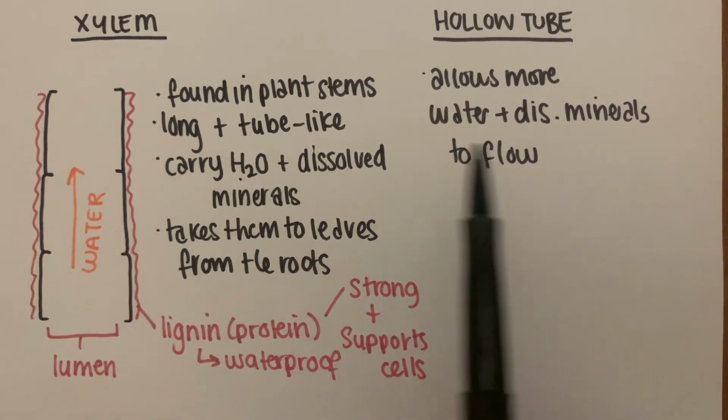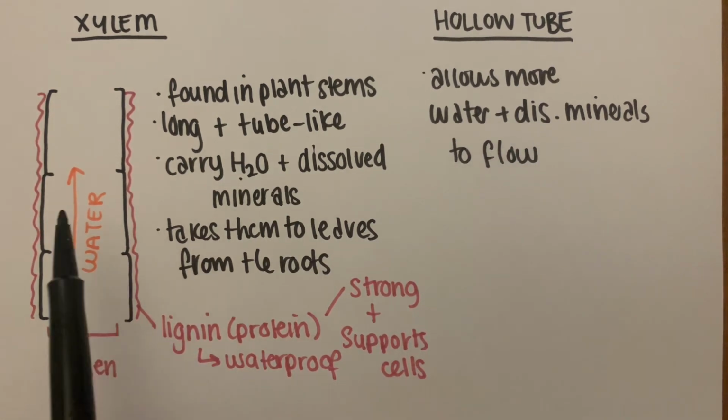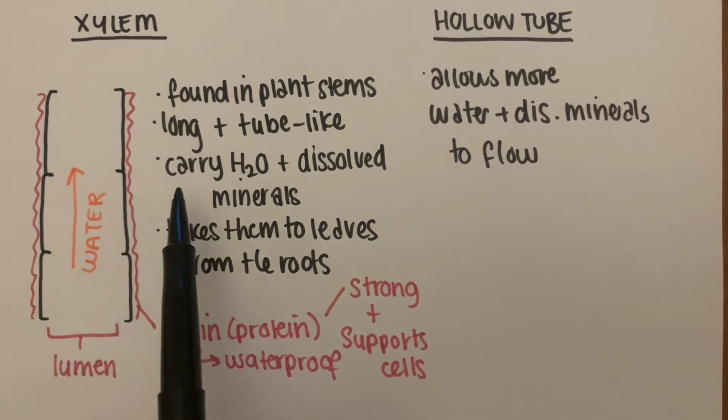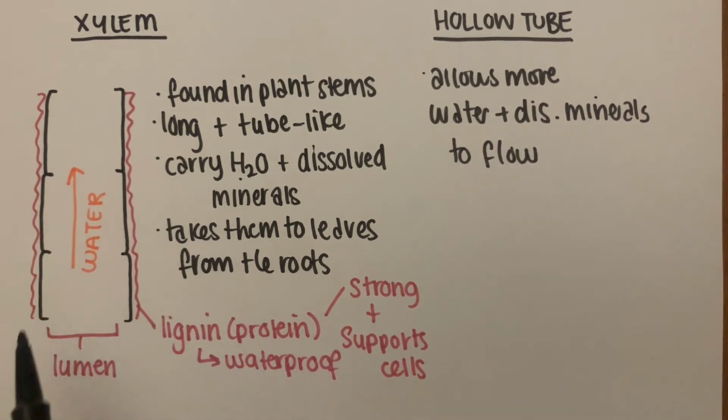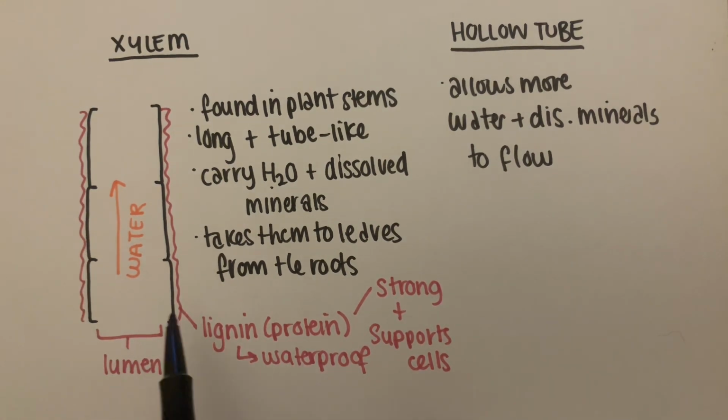but there's not a lot. And the reason why is it allows more water and dissolved minerals to flow. Because if there was all these internal structures, for example, the cell wall, the water could not actually pass through the xylem tissue. So that's really it for the xylem tissue.